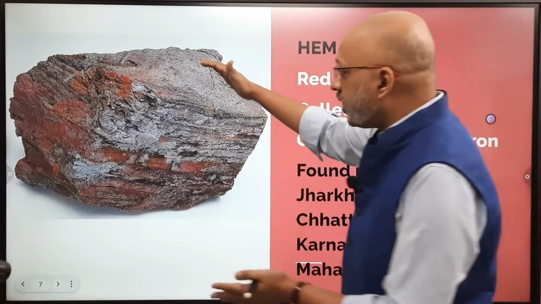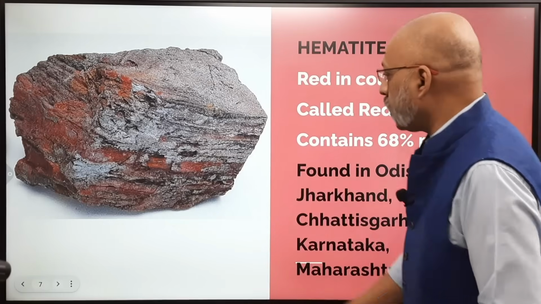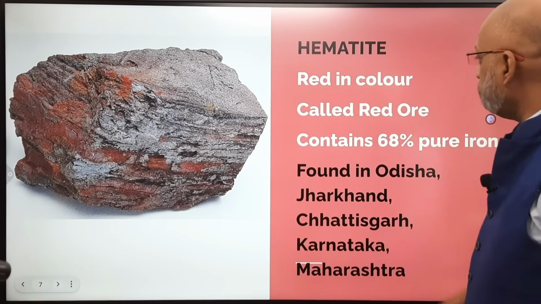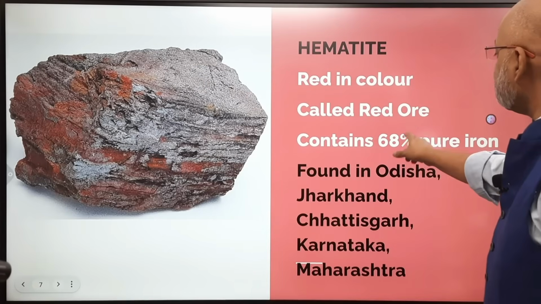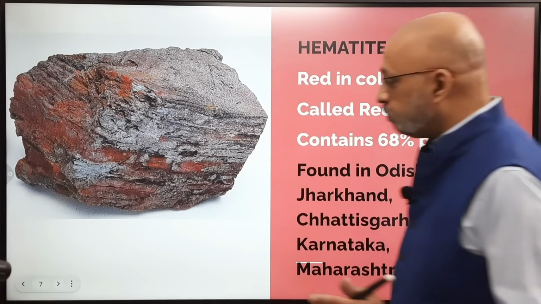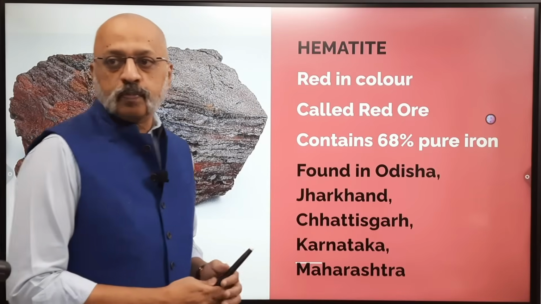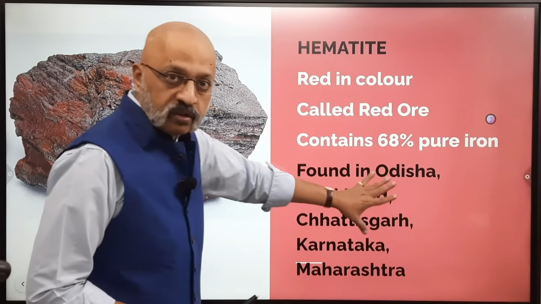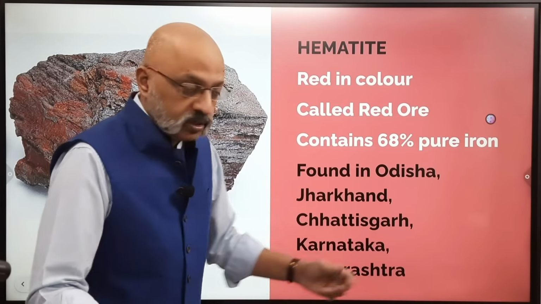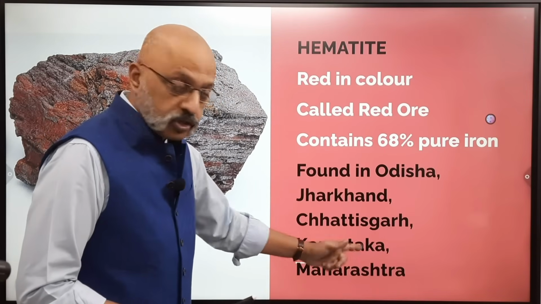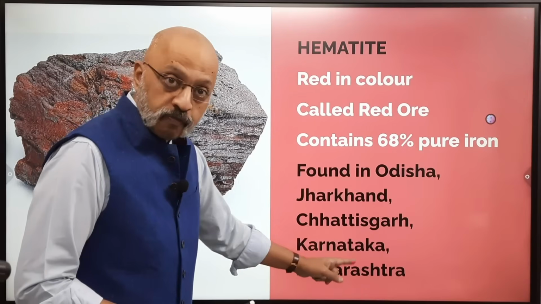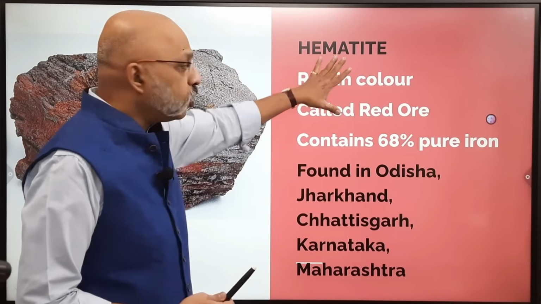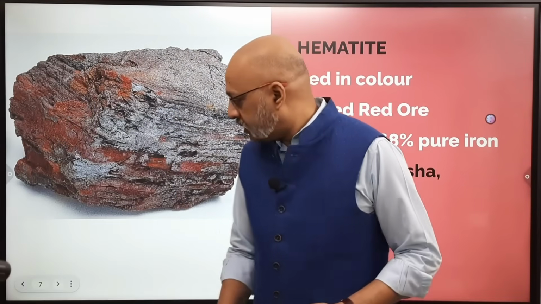First is hematite. This is what a typical stone looks like. You can see the traces of red out here. It is red in color. It's called red ore. It contains 68% pure iron. This is important. It is found in Odisha, Jharkhand, Chhattisgarh, which are the real mineral rich states in the country. Then Karnataka, what I mentioned, Bellary, also in parts of Maharashtra. Okay, so you need to know these places and you need to know the basics of hematite.